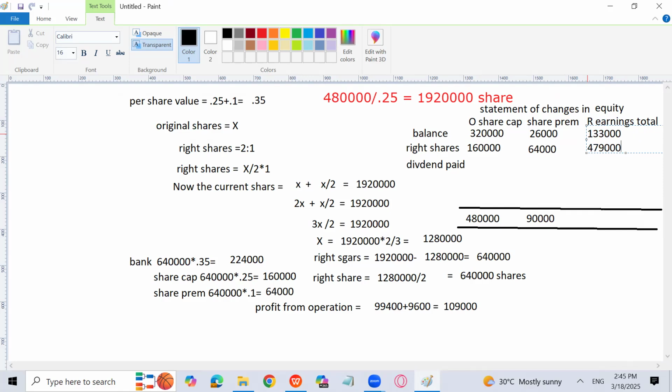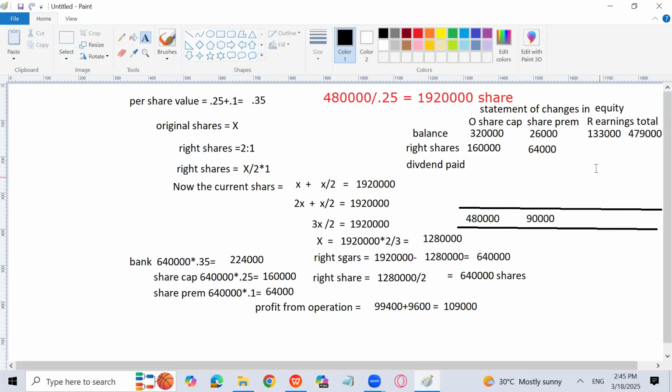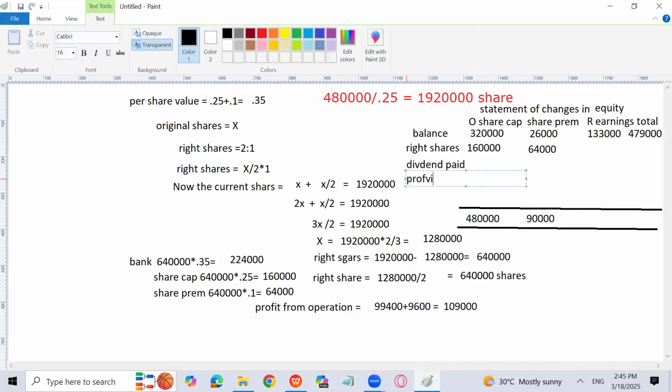479,000. Okay. Now we have to subtract dividend paid from the retained earnings. Rather, first we will go with the profit for the year. So I can write profit over here also.